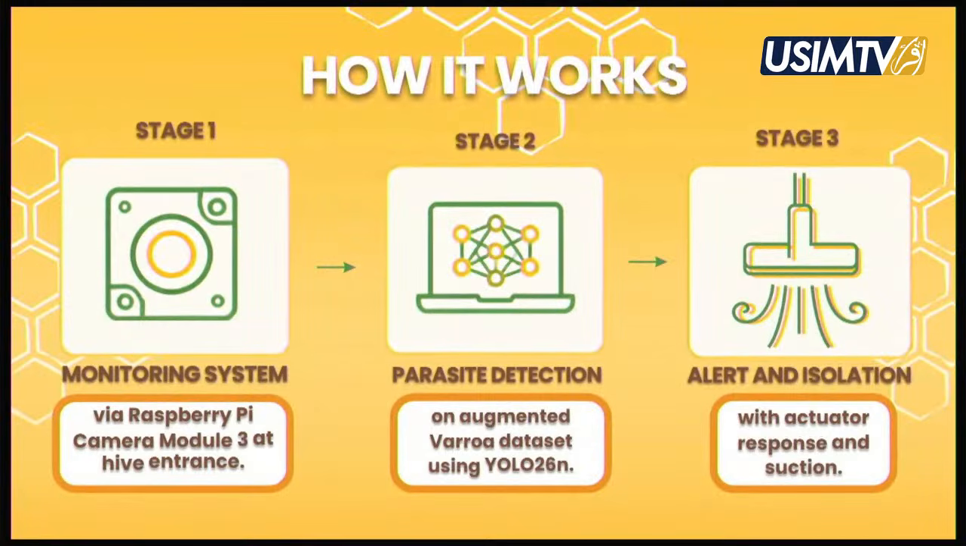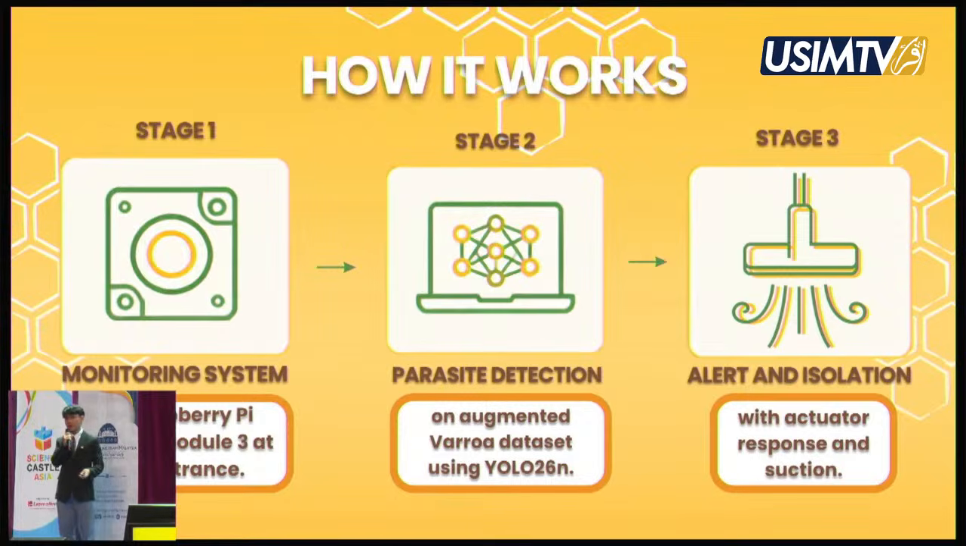Now, how does HiveMind work exactly? It follows three main stages. The first stage is the camera. The camera acts as a mini security guard and actively sees the bees going in and out. Second, the YOLO model actively detects if there's an affected bee or varroa or not. And if there is a varroa mite, it will alert the beekeepers and also activate the separation process via the vacuum.